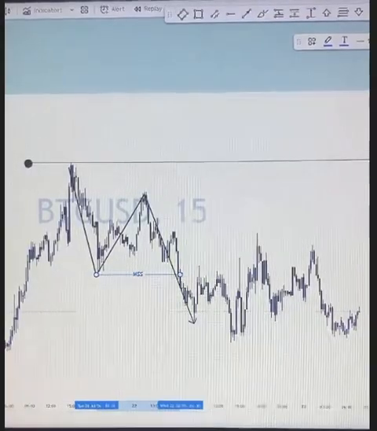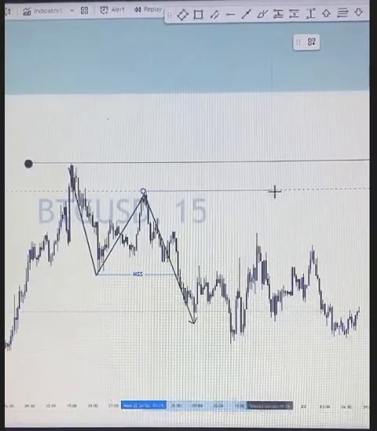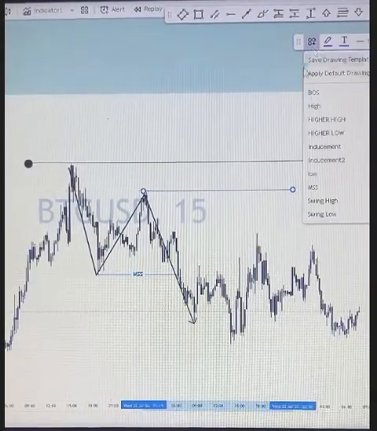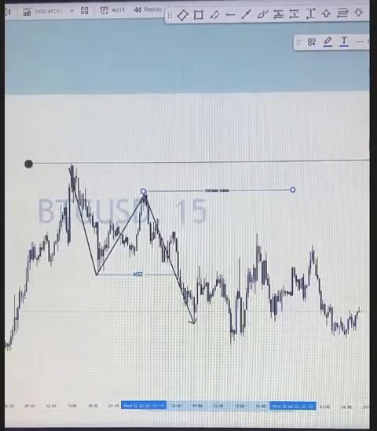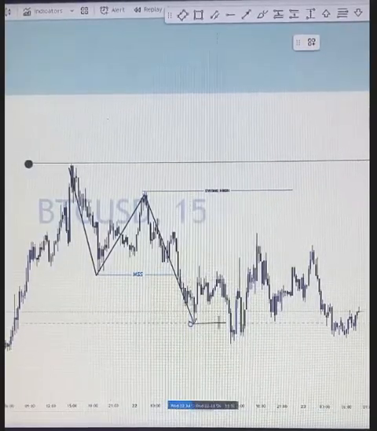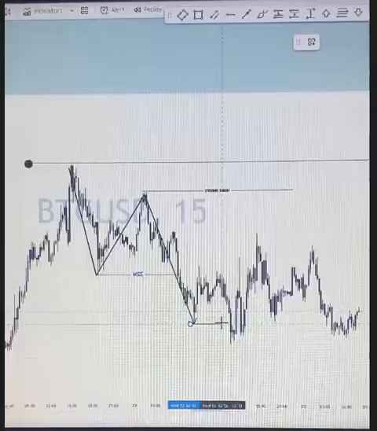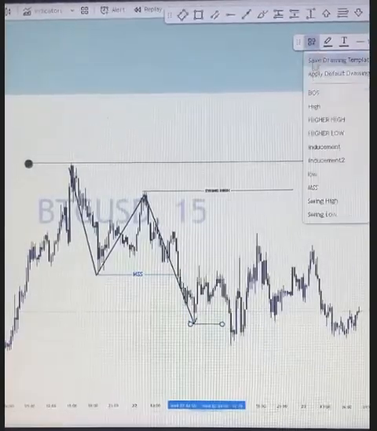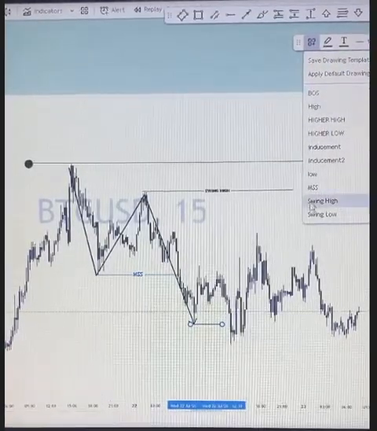The next thing we do is we mark our high, right? After marking our high, we identify the low. Okay? There's something I will show you guys here, but let's continue. We identify the swing low.